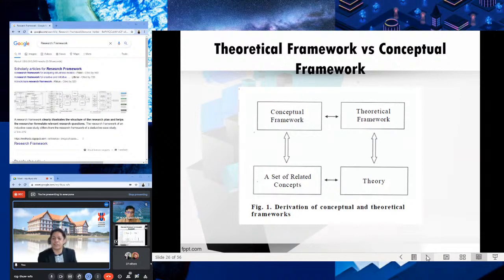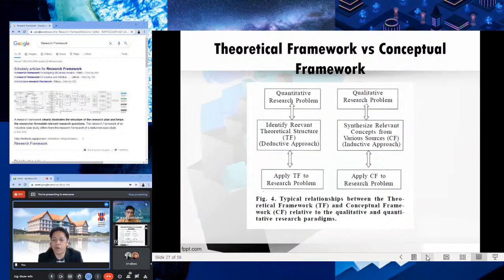This is also important to know: the relationship, I mean the flow, between the conceptual and theoretical framework. As I said, the conceptual framework works side by side with the theoretical framework. Conceptual means to set related concepts, because the concepts are what you use to develop the framework, but the theories must be in the theoretical framework. I think everyone will be very clear about the concept and about the theory.